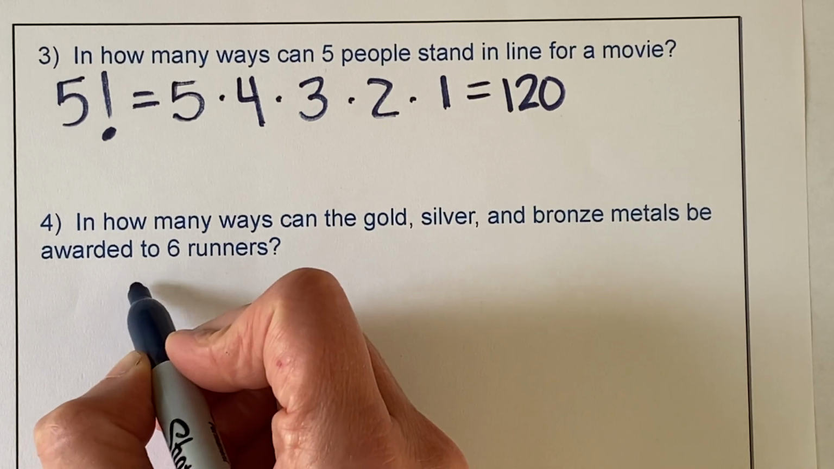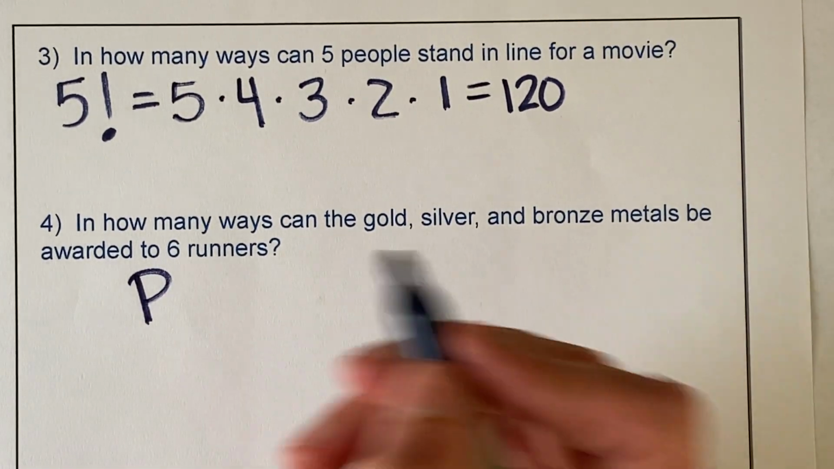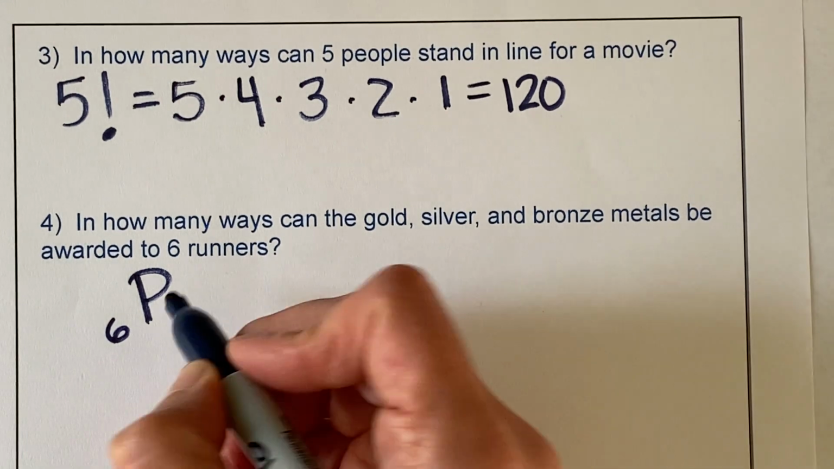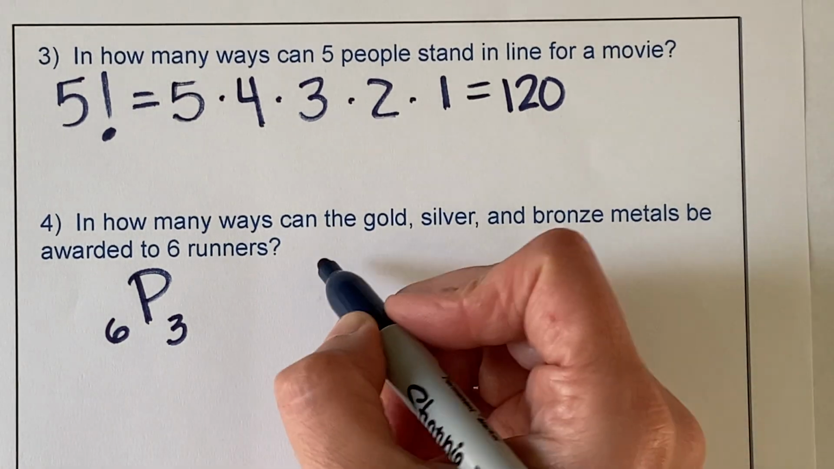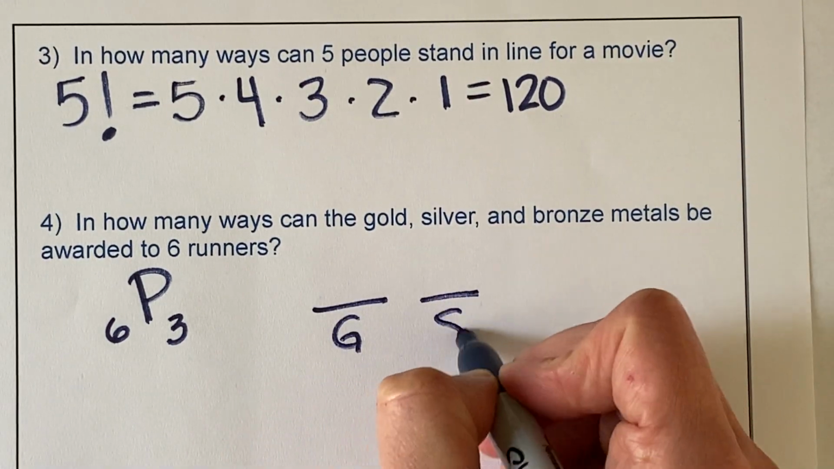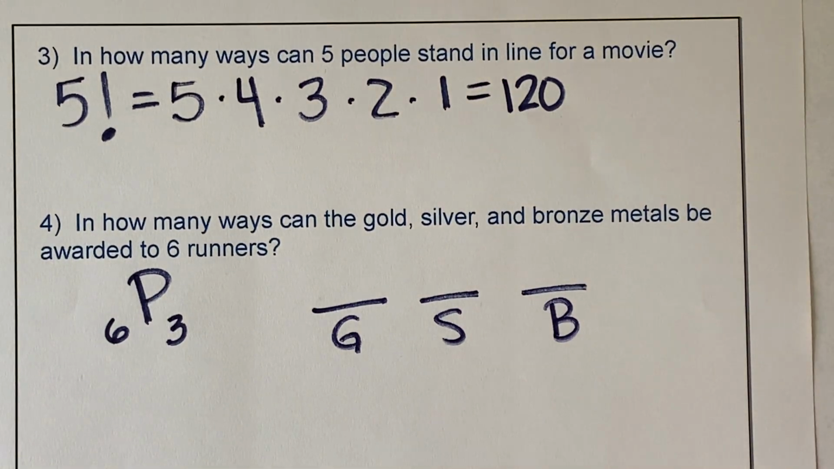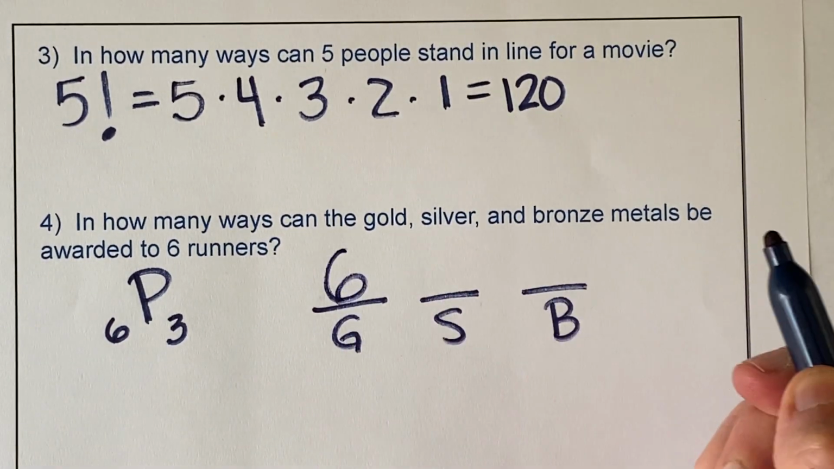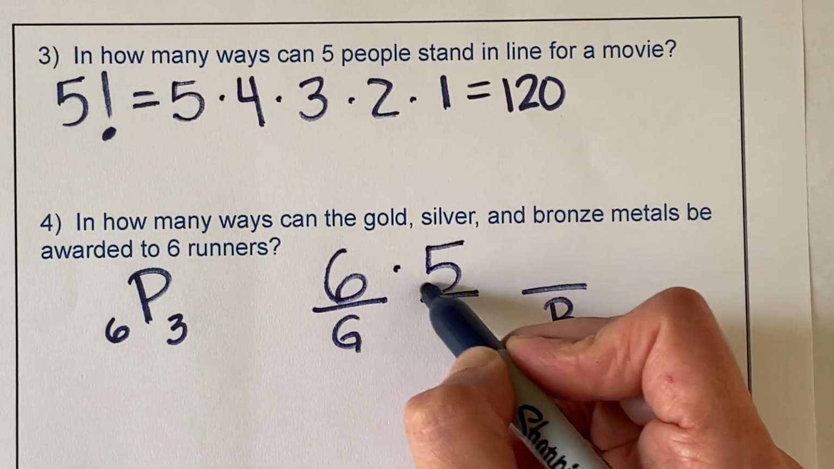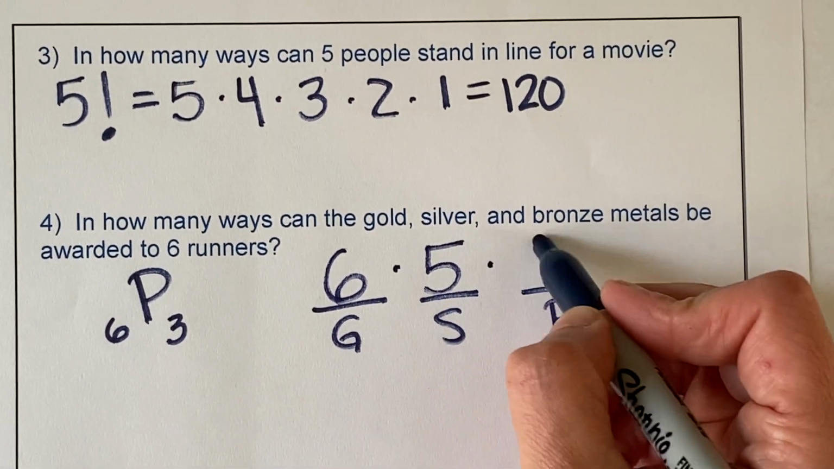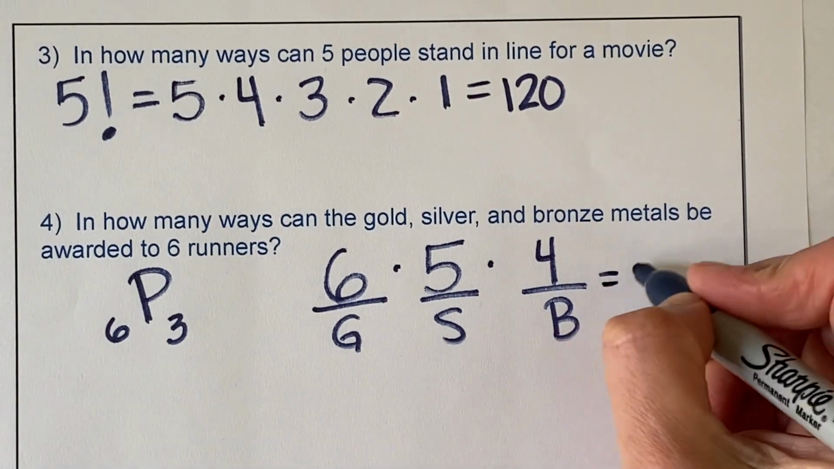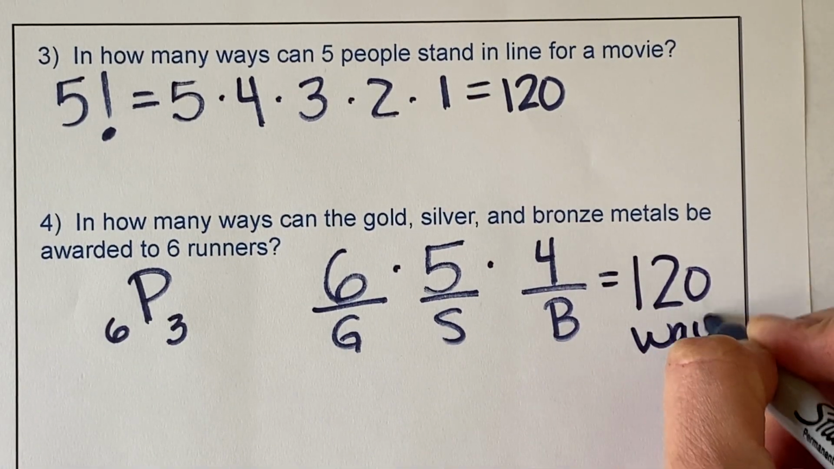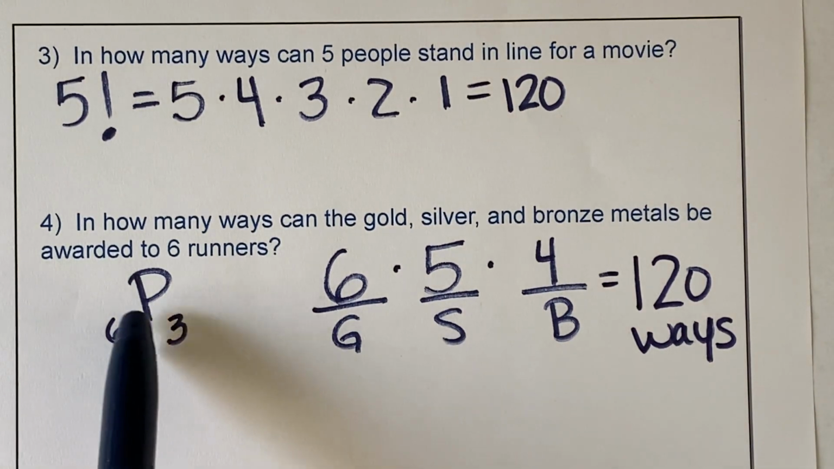Okay, I'm going to show this one a little different. This is a permutation. I have 6 runners. I care about 3 of them, gold, silver, bronze. So that means 6 kids could get the gold medal, someone gets the gold. 5 kids can get the silver, someone gets the silver. There are 4 kids left to get the bronze. So I didn't even have to use a calculator. There are 120 different ways. Order matters, it's a permutation.